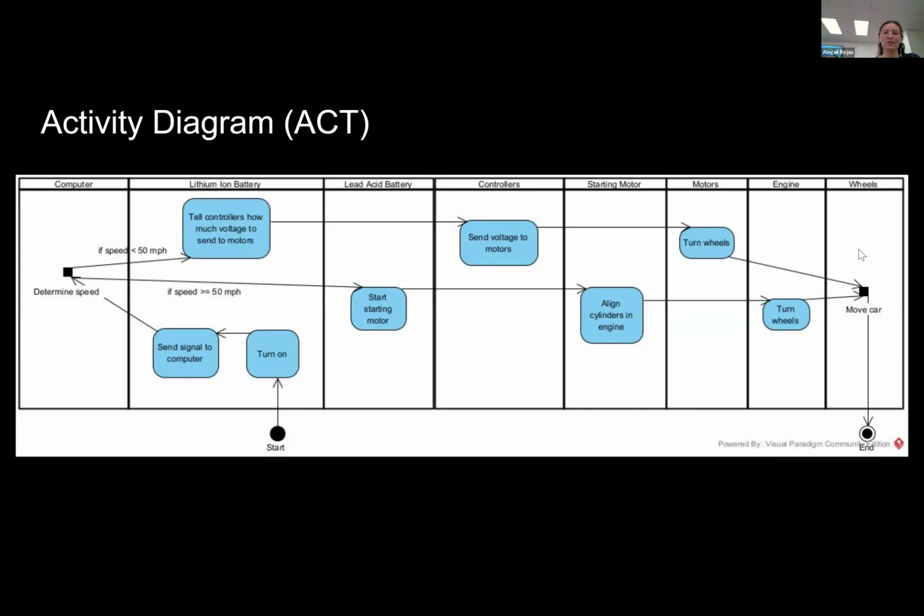And then if the speed gets over 50 miles per hour, for example, on the freeway, it would go to the lead acid battery, which is just like a normal car battery for a non-electric car. And then that would send a signal to align the cylinders with the starting motor, and then that will turn the wheels.